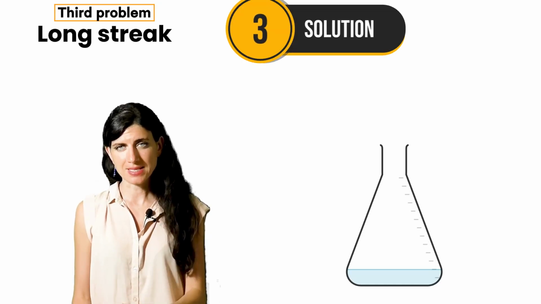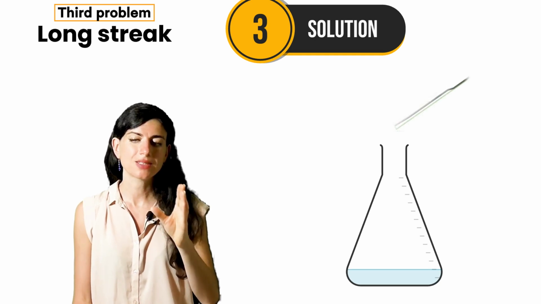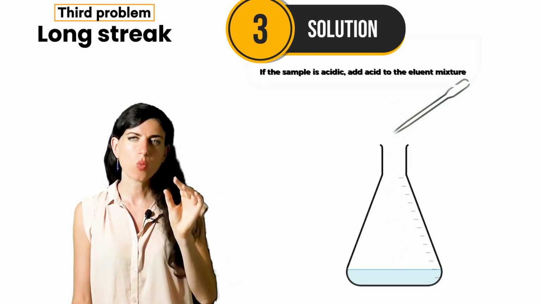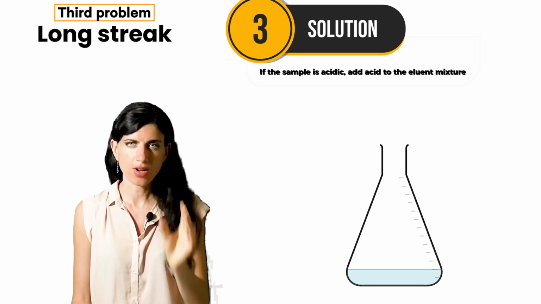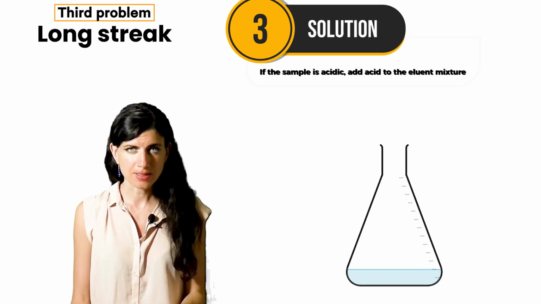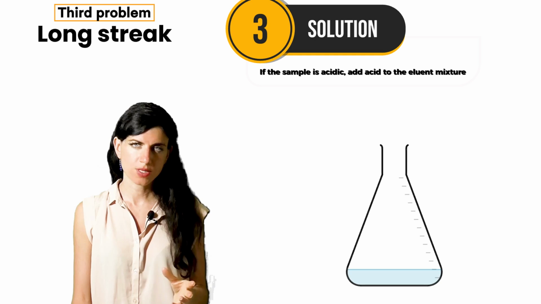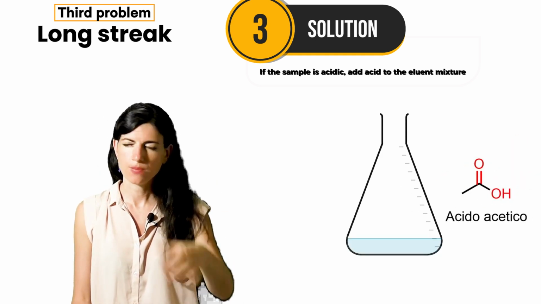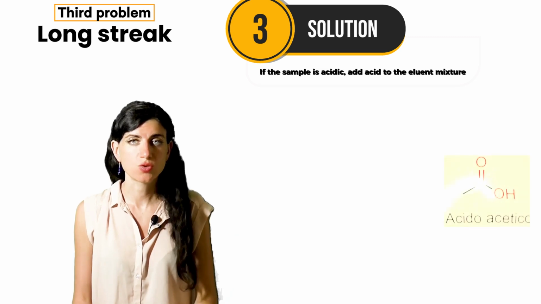If your compound is acidic, it's advisable to add some acid in your eluent mixture. You can add 1% or 0.5% of an organic acid. The most used one is, of course, acetic acid. So you can add 1% of acetic acid in your eluent mixture and see if this can solve the streak.